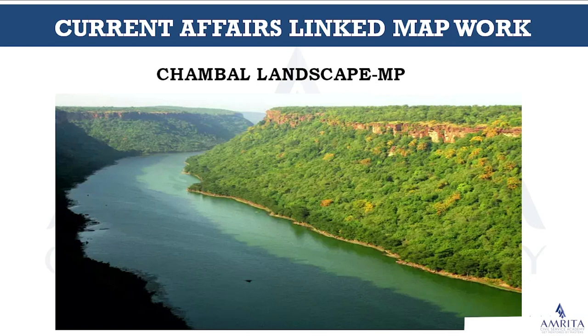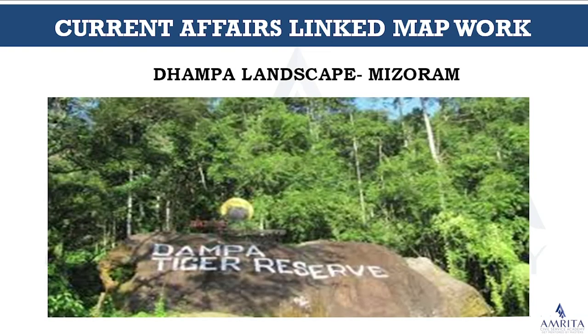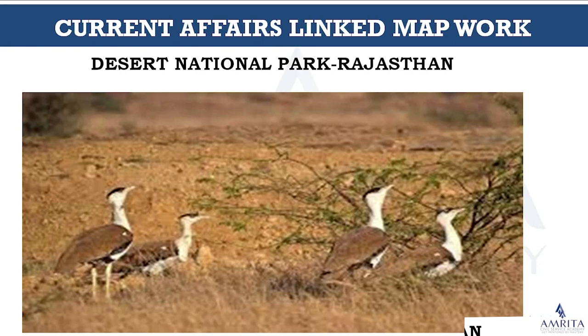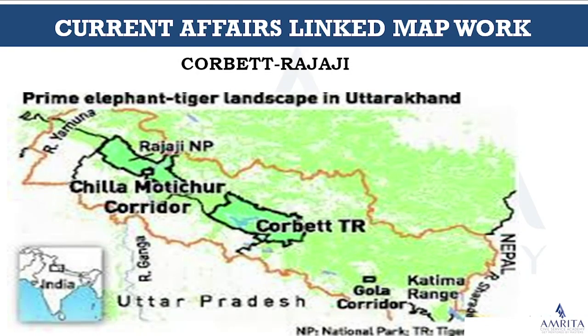First one, Chambal landscape, that is located in Madhya Pradesh. The Chambal Wildlife Sanctuary, famous for KRL. Second one, Thamba landscape. It is in Mizoram. That is the house of tigers there. That is Thamba Tiger Reserve is located there. Third one, Simlipal. We are familiar with Simlipal Biosphere Reserve. Actually, it's in Odisha. Then Desert National Park, that is Rajasthan. Then Corbett Rajaji, that is both are in Uttarakhand. Corbett Tiger Reserve or National Park, then Rajaji National Park.